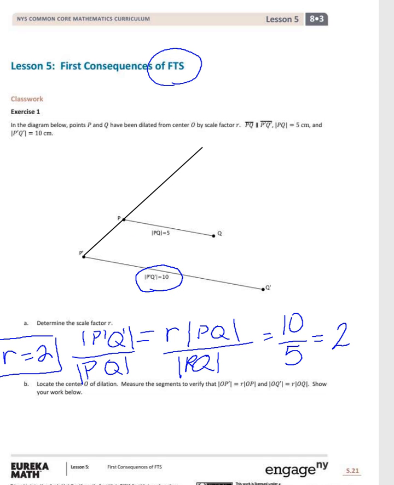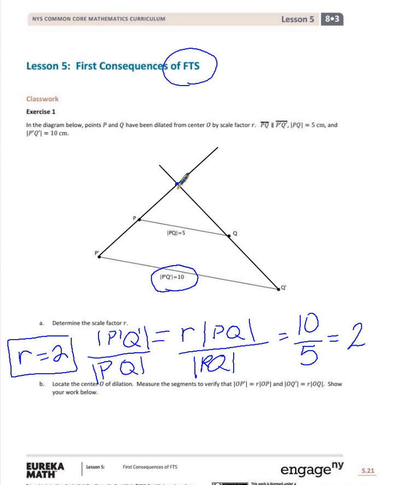Then I'm going to take a second line and I'm going to go from Q prime through Q. And by doing that, I now can spot where the two intersect. And that point of intersection right here is going to be my center of dilation. So I'm going to label that as an O, because it's the center of dilation, center O. So locate center O, we did.